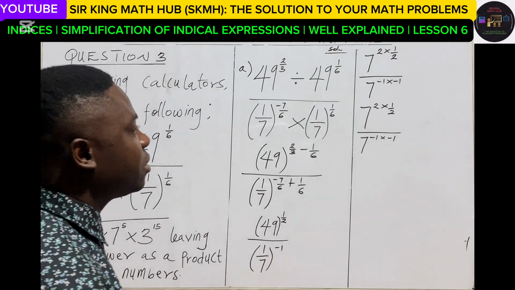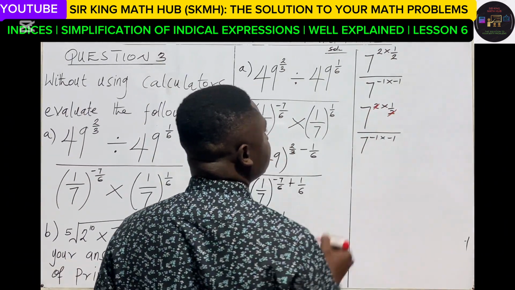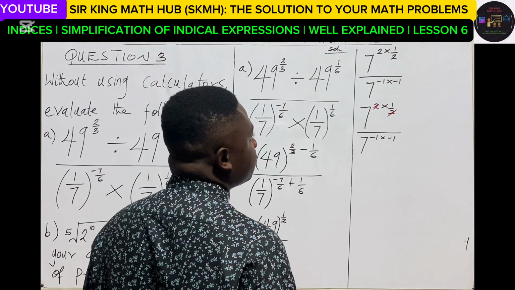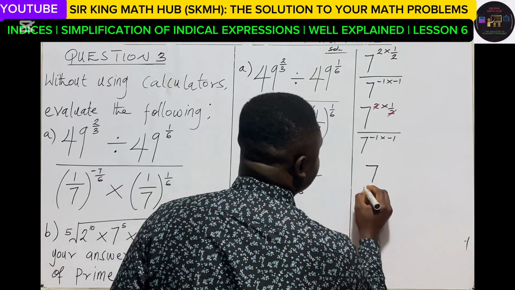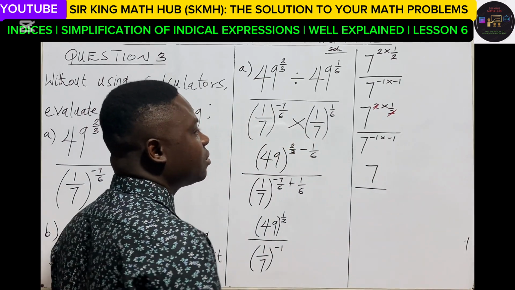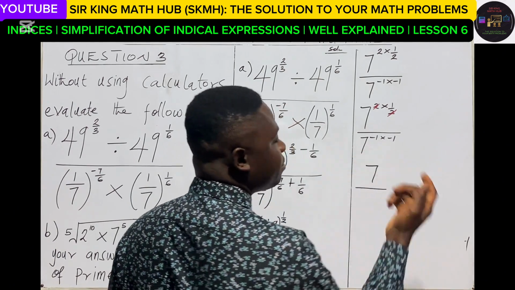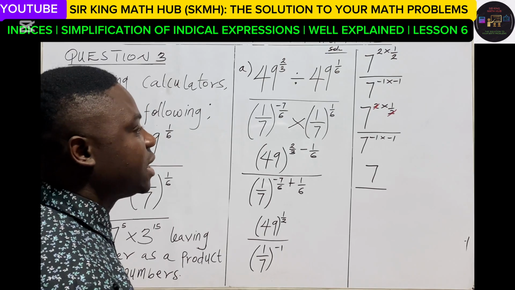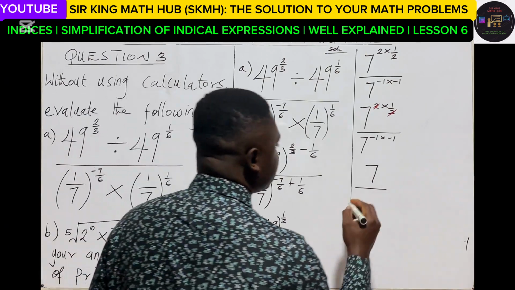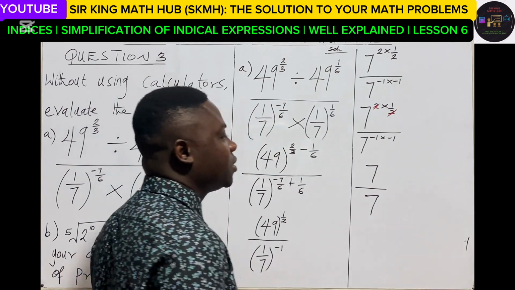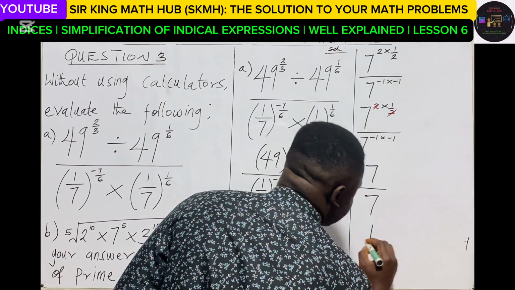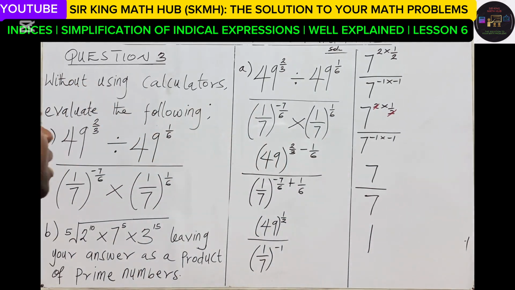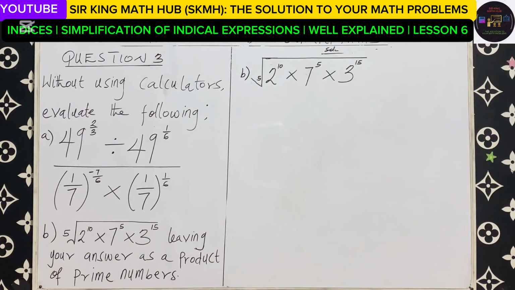So for the numerator, the 2 will cancel out, and you end up getting 7 for the numerator. And for the denominator, minus 1 multiplying minus 1 is positive 1, so we also end up getting 7. And what is 7 on 7? 7 on 7 is 1. So that's the answer.